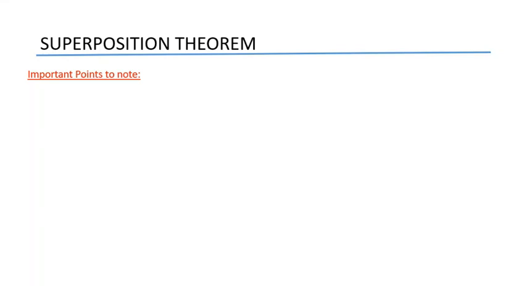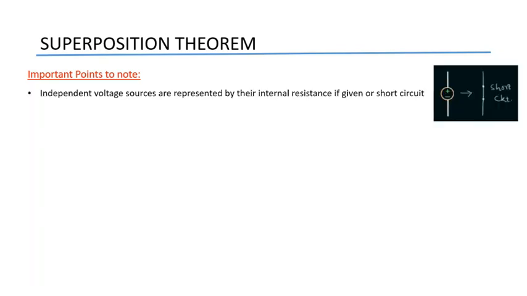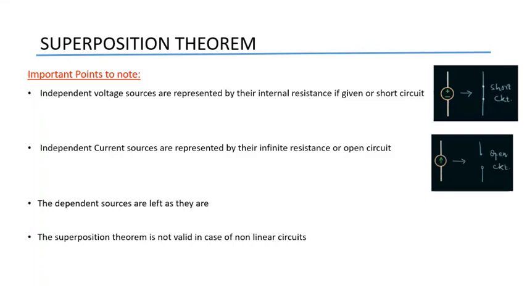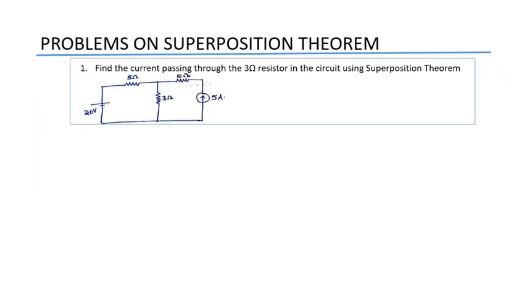Then, while dealing with superposition theorem, some important points to be noted are: first one, independent voltage sources should be represented by their internal resistance or by a short circuit. Independent current sources are represented by an open circuit. Third point is that dependent sources are left as they are. The fourth point is superposition theorem is not valid for non-linear circuits.